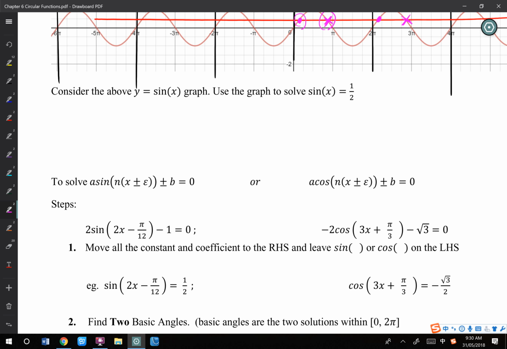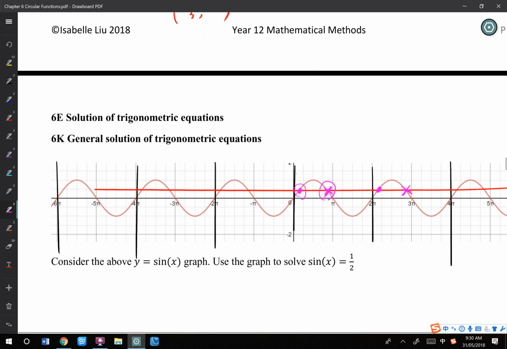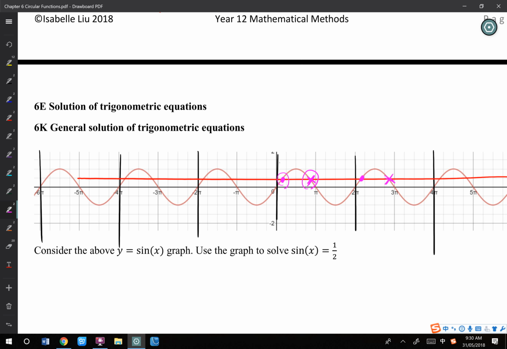If that's a sine x graph, I know the period is 2 pi here. But even if it's not sine x, say a sine 2x graph, I still have two solutions in each period. And the distance between this one and this one will still be one period. So any two solutions will be one period apart. So the key point is to find those two.